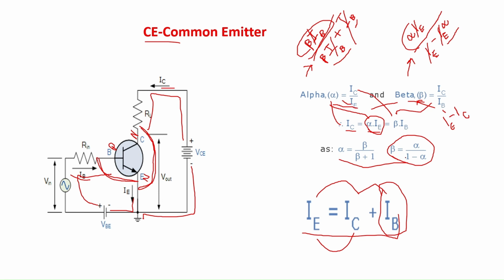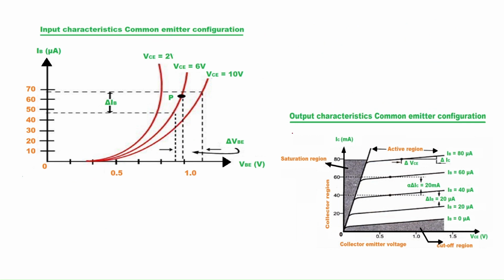This is the input and output characteristics for the common emitter configuration. For common emitter configuration, emitter terminal will be common for both input and output. So emitter will be present in both input as well as output. And base junction will act as an input, and collector junction will act as an output. Collector will be used as an output and base will be used as an input.